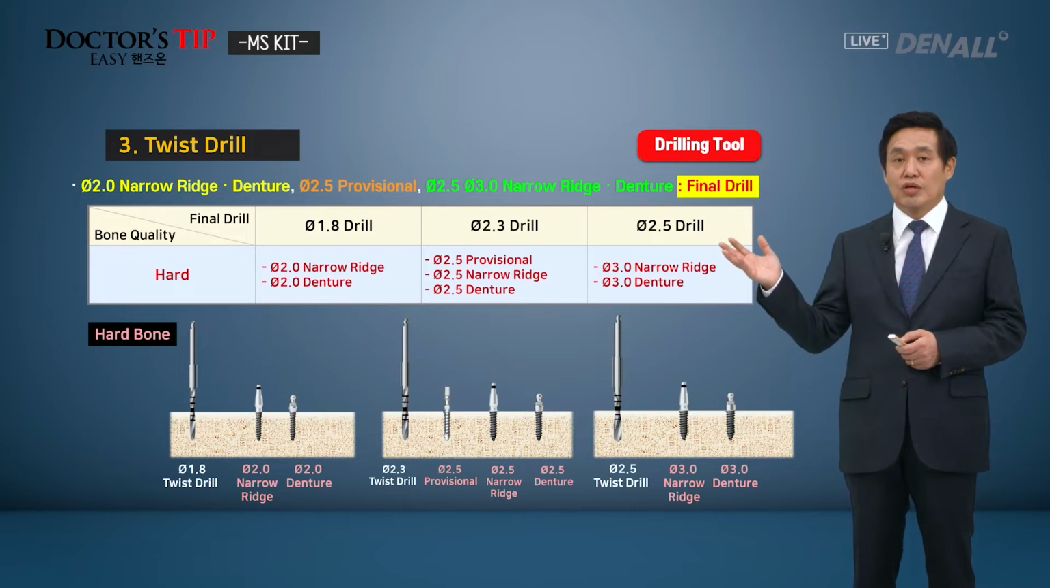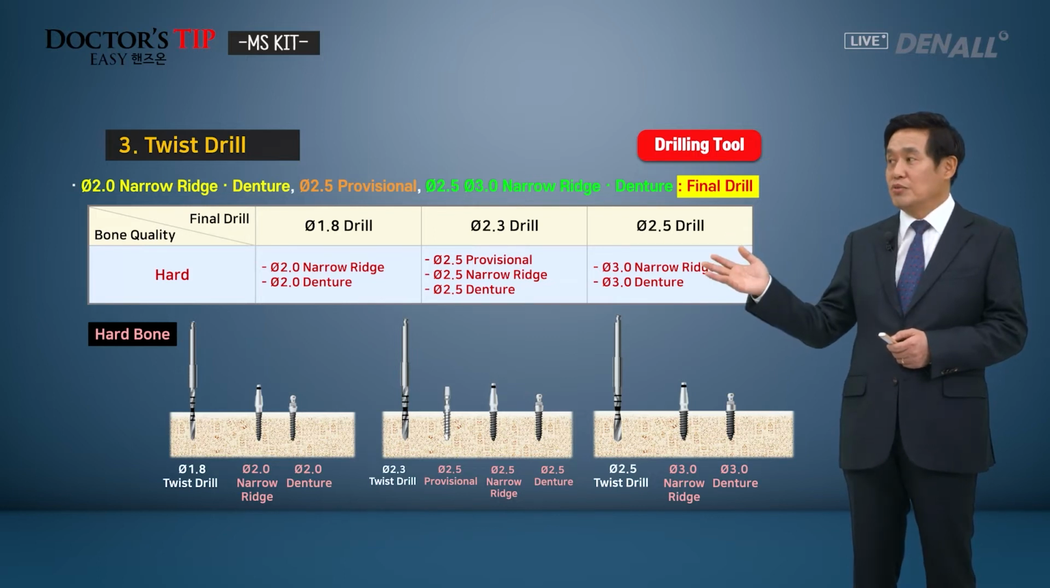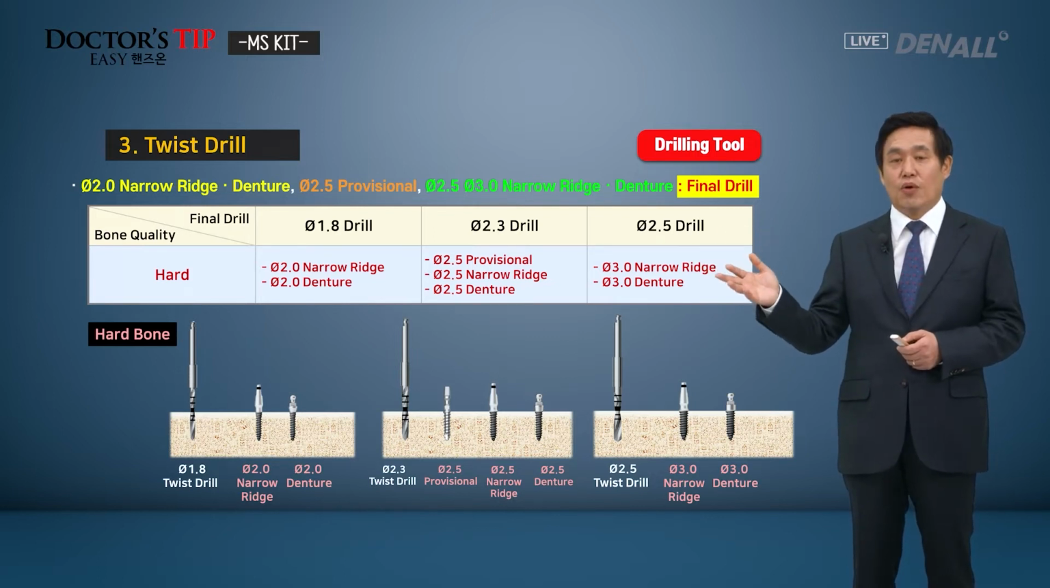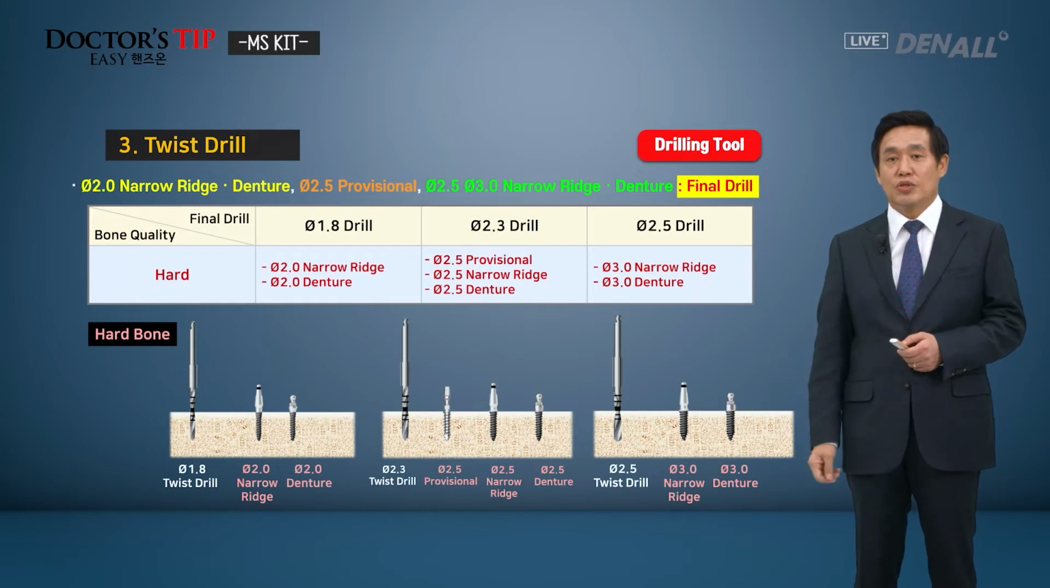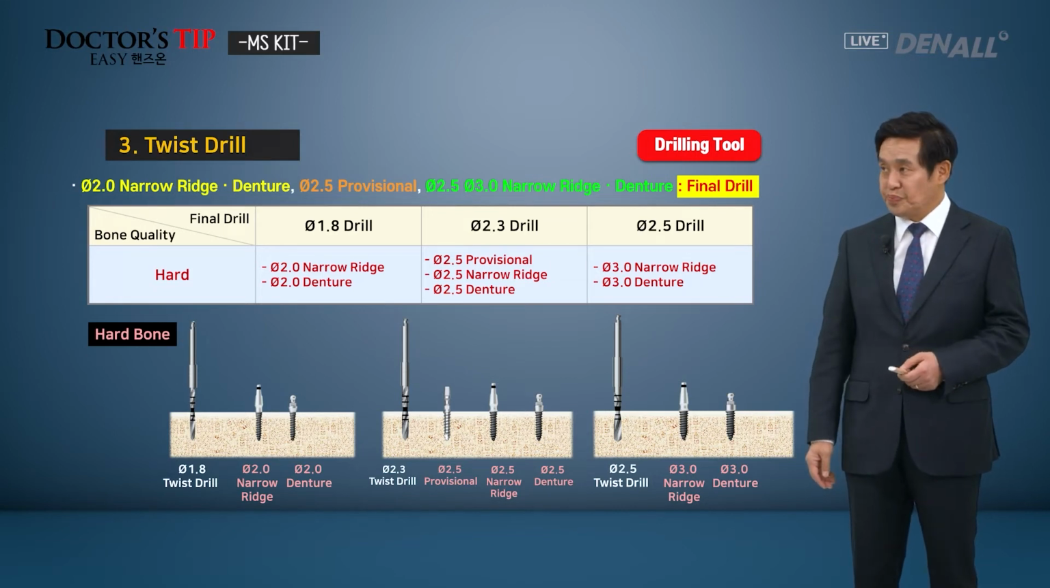So basically, in the case of the MS fixture, the gap is less than 0.7, so a bit narrow. So if you push a 2.5 implant, 1.8; for a 3.5 implant, the final drill could be 2.3. That will be the basic approach. And depending on the bone quality, you can make the necessary adjustments.